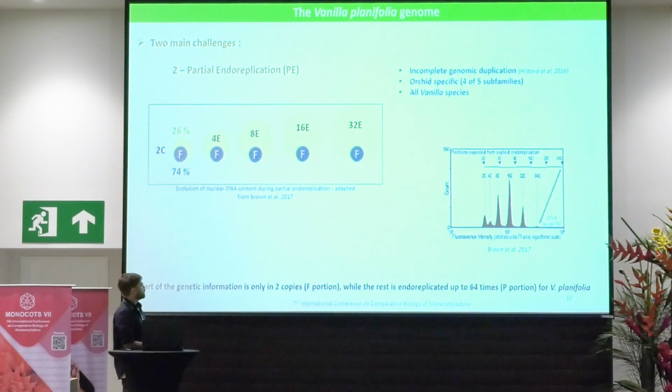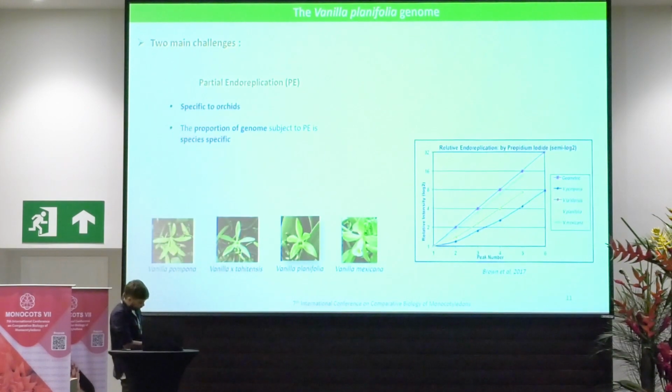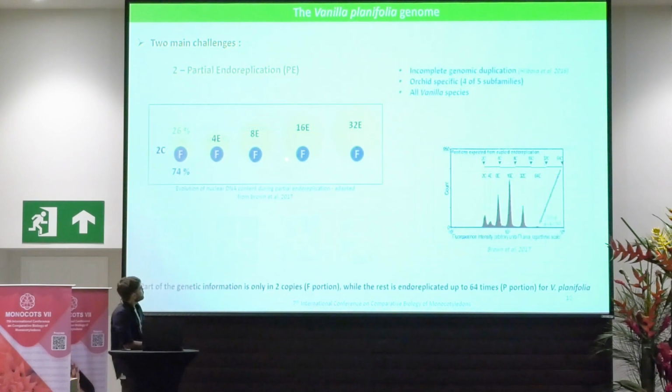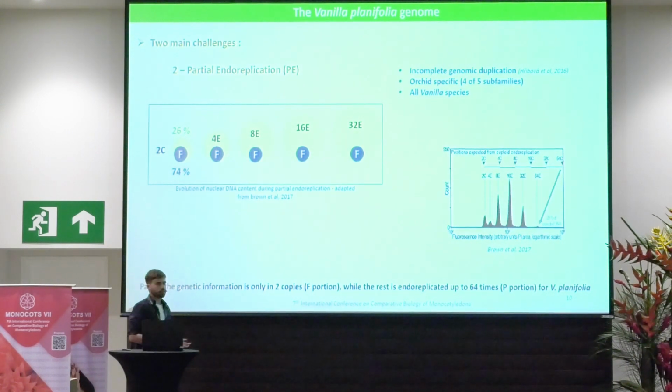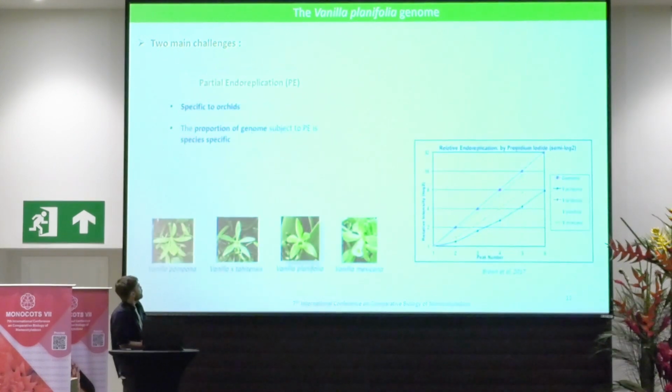The problem with this phenomenon is that these regions tend to be underrepresented in the nuclei, and so we struggle to catch them when we try to sequence the DNA, and so that explains why it can be missing in the genome assembly. There are two particularities of this phenomenon that are interesting.